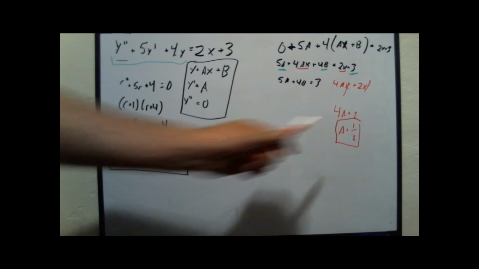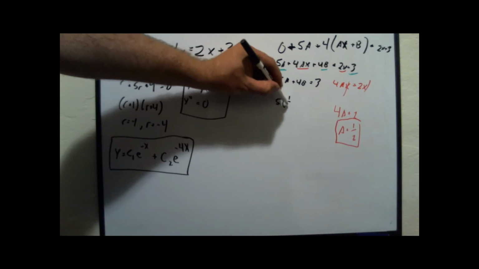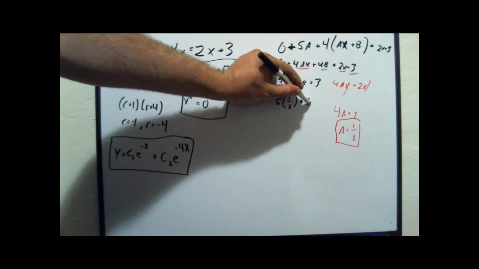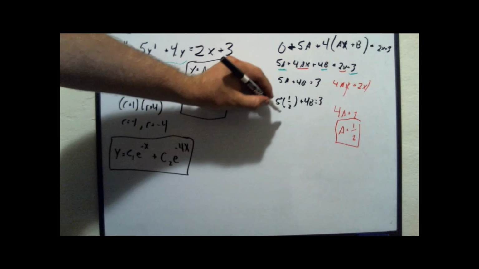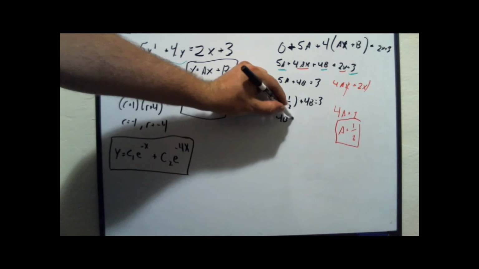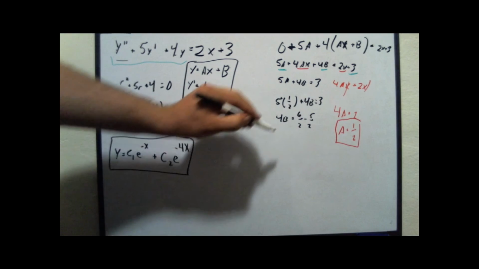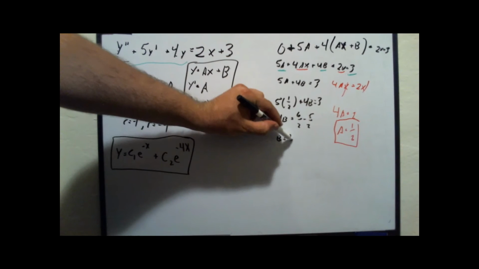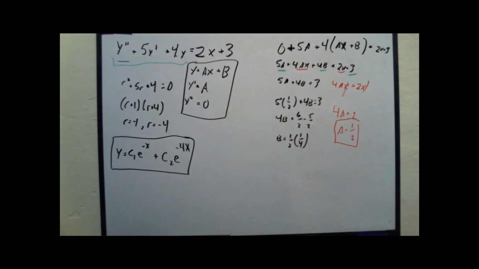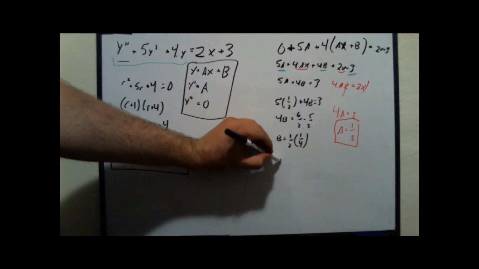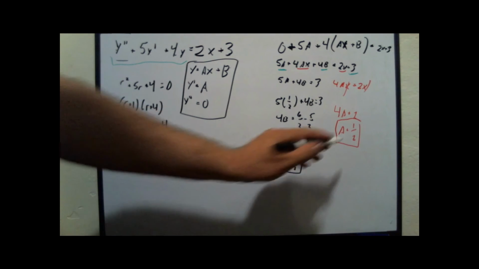That was easy. And now that I know my a value, I'm going to put it up in here. And I'm going to say 5 times 1/2 plus 4b equals 3. Good. That means 4b equals 6 over 2 minus 5 over 2. And that means b equals 1/2 times 1/4, dividing by the 4. That equals 1/8.